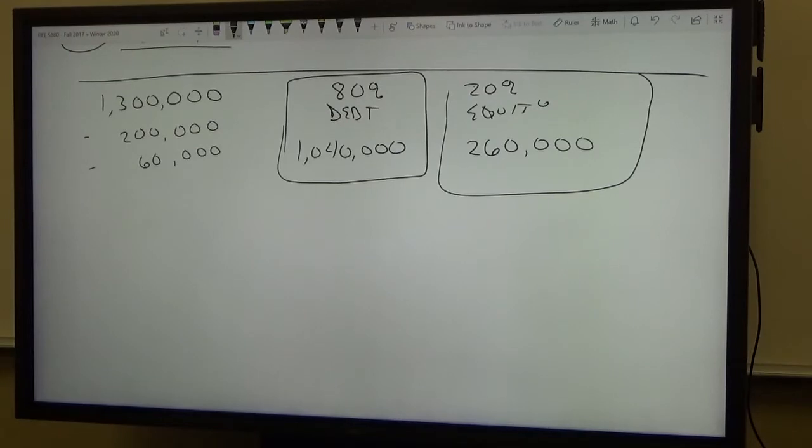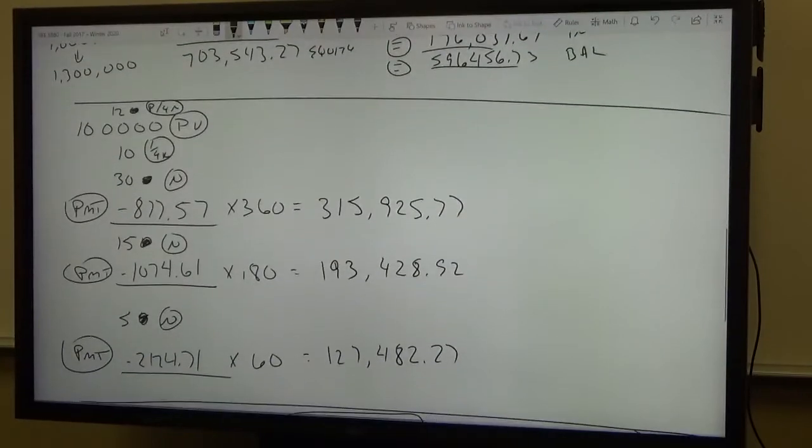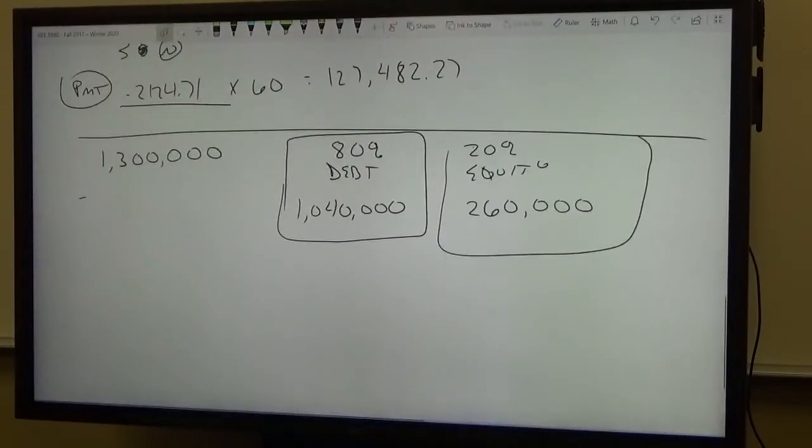Okay, so let's try to take this one step at a time. Assuming that we've got the situation of the 1.3 million, let's take a look at that payoff. What is the payoff that we had? 596,456.73. Was that the balance? Yep. Okay, so that was our debt payoff.